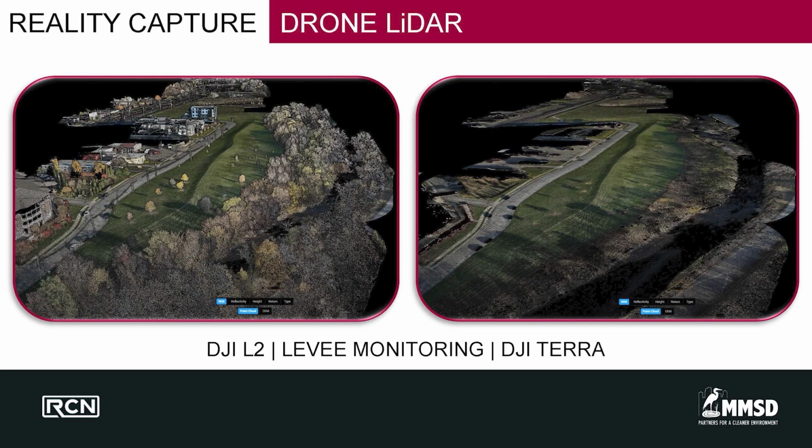And this is the levee monitoring scan data taken with the DJI L2. These screenshots were taken from DJI Terra, and what he was able to do was classify the points from ground and above ground and extract all the trees and the buildings, giving us a really well-defined levee and contour system as it flows down to the Menominee River.